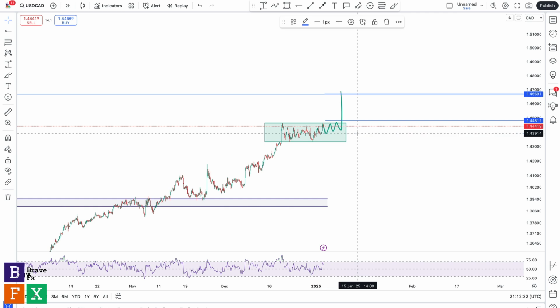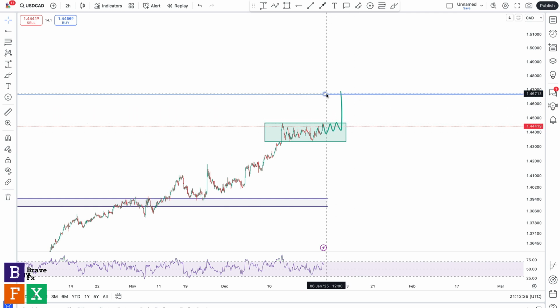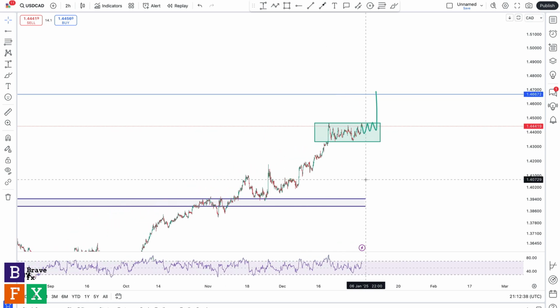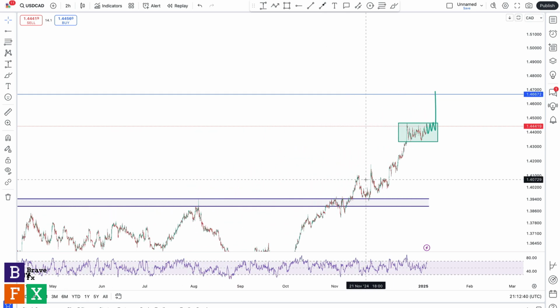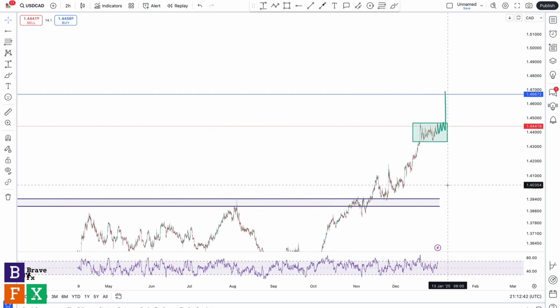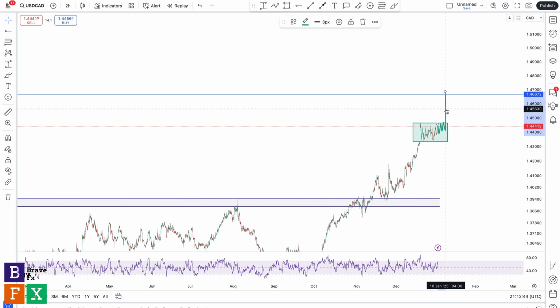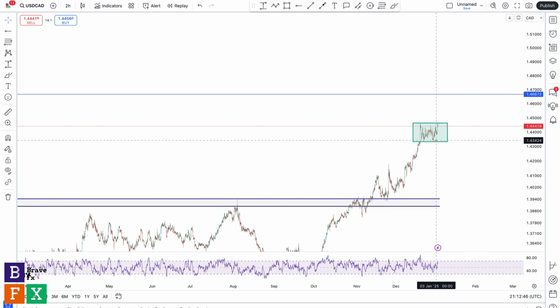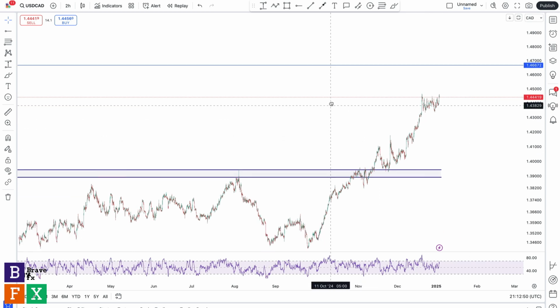So this is what I want to talk about briefly on USD-CAD. It looks like a no-brainer for me because we've been having this massive price movement to the upside. The dollar seems to be getting stronger every day. That's the reason why we're seeing explosive price movement across major currency pairs. So that's how I'm going to trade USD-CAD briefly.